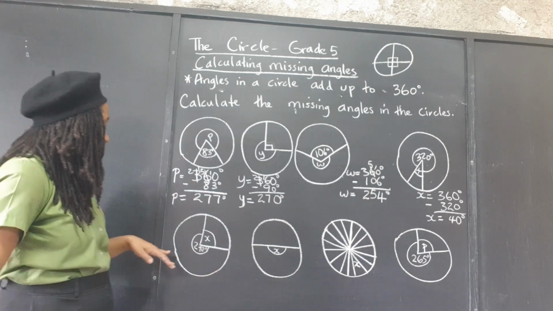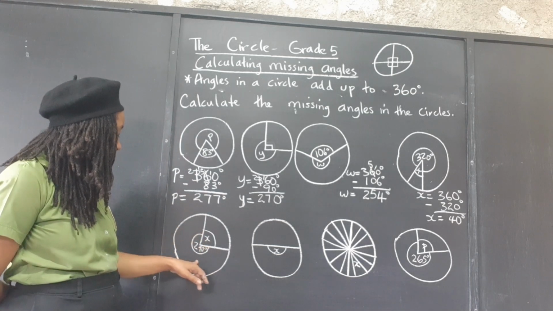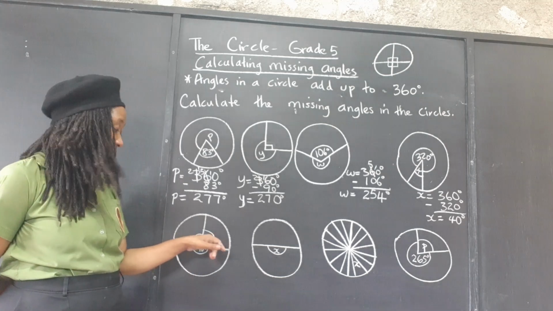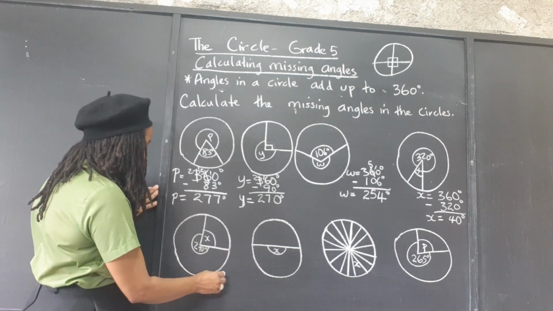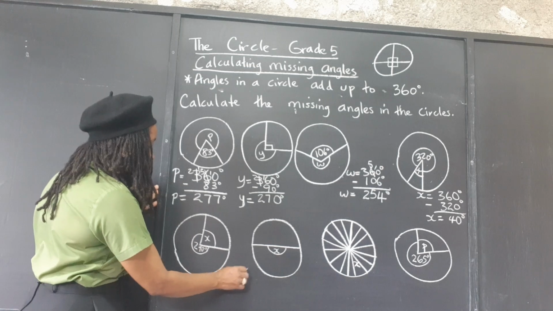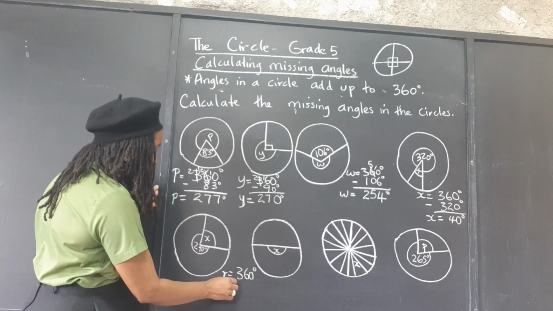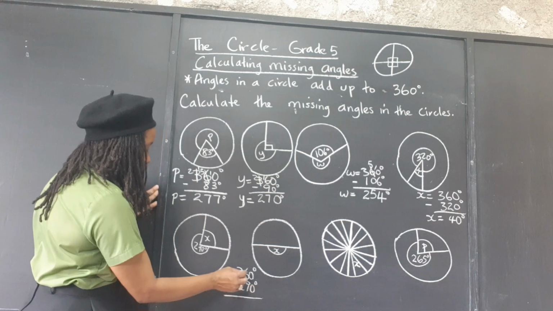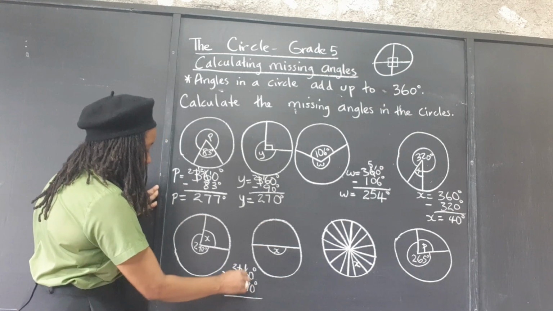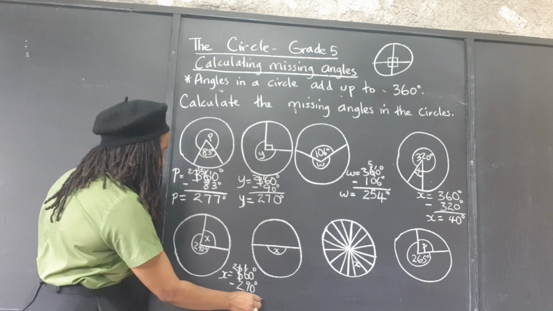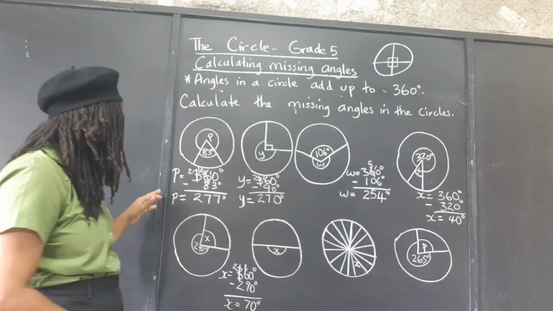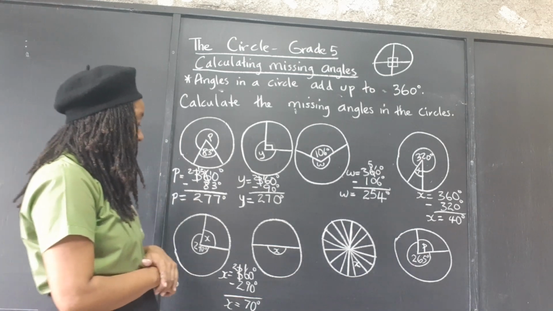Alright, so here we have a reflex angle, 290 degrees. We want the acute angle, so we're going to take the 290 degrees from the full 360 degrees, and that is 70 degrees. That acute angle there is 70 degrees.